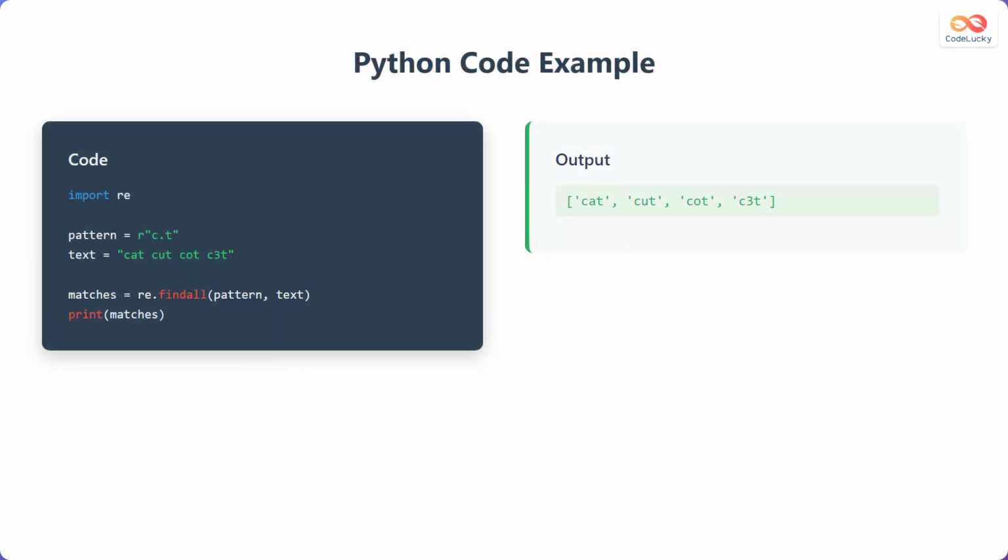Let's look at a practical Python example using the re module, which is Python's built-in regular expression library. We import the re module. We define a pattern C.T. We define a text string that includes the words cat, cut, cot, and C3T. Then we use the findall function from the re module to find all the matches of our pattern in the text. Finally, we print the list of matches. As output, you can see the Python code finds cat, cut, cot, and C3T.